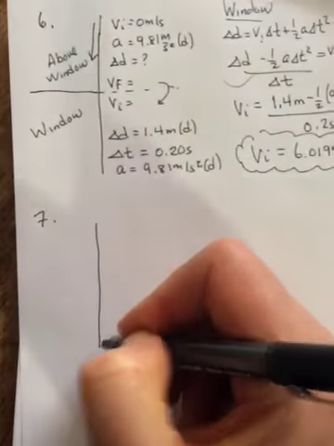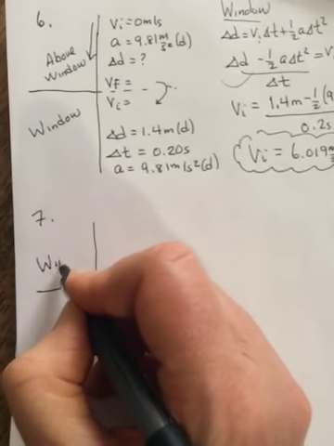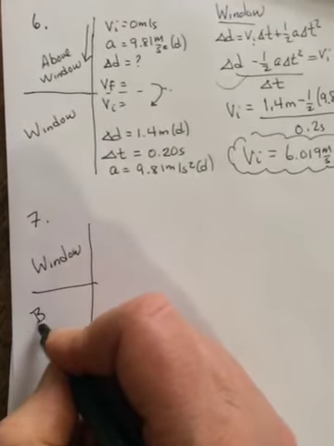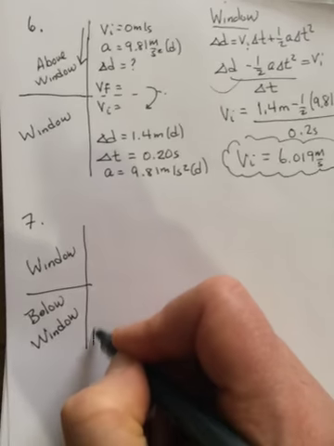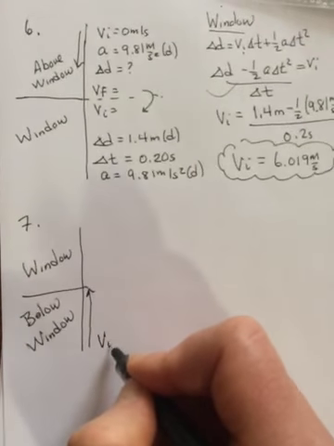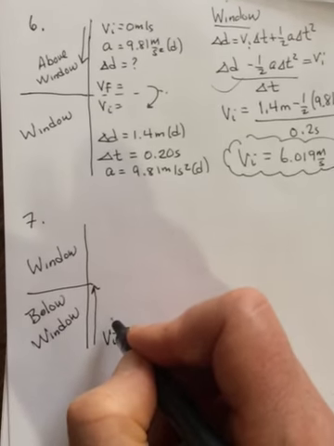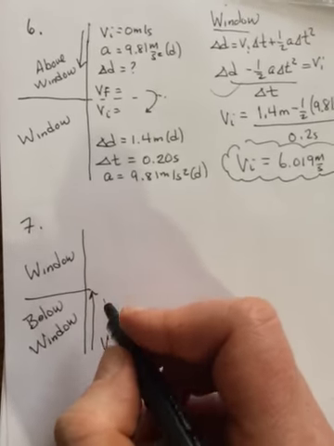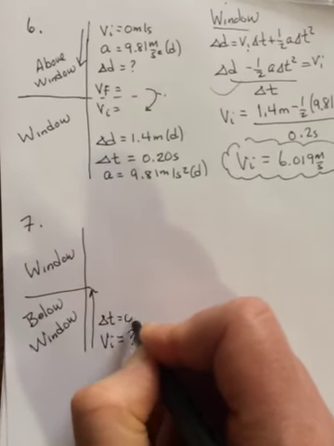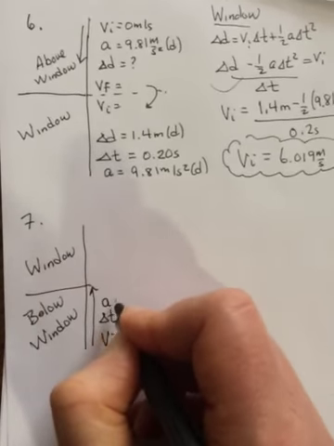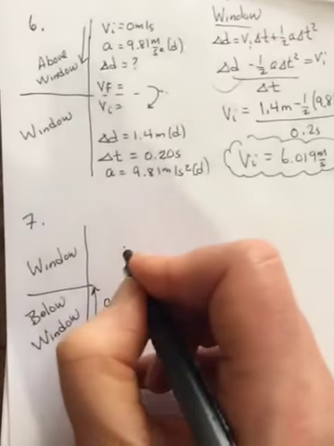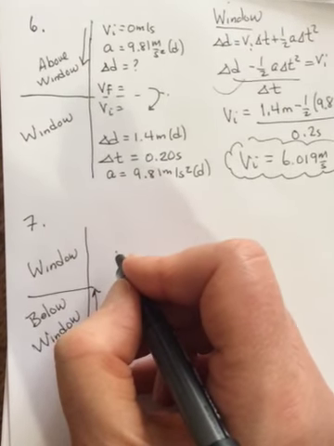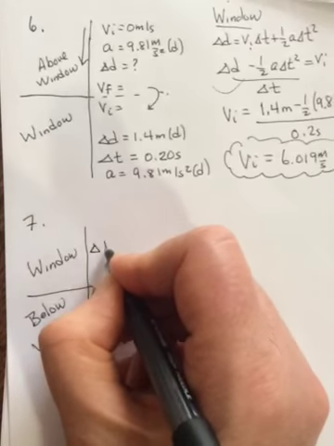So this time, it's going upward. Okay? And so this time, we have a window up here, and we have below the window. And this time, it's going this way. So we don't know the VI with which it's thrown, but it does tell us that it takes 0.7 of a second to reach the window. And of course we know A is 9.81 meters per second squared down. And then it tells us the window is 0.8 meters in height.